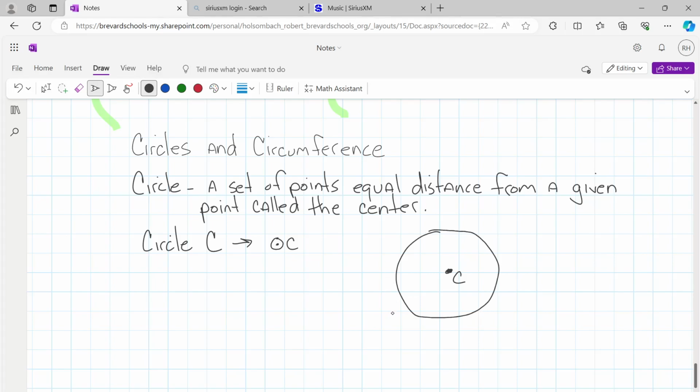All right, now the circle C has a couple of measurements that are very important. One being the radius. All right, so if we go from the center of the circle to the edge of the circle, we created a segment, and segment BC is the radius. All right, the radius always goes from the center to the edge of the circle. Center to the edge of the circle.